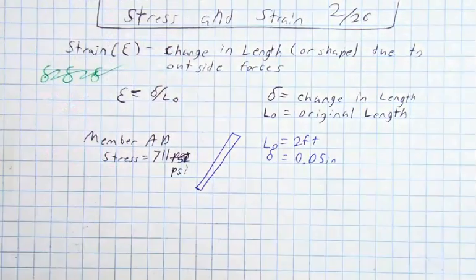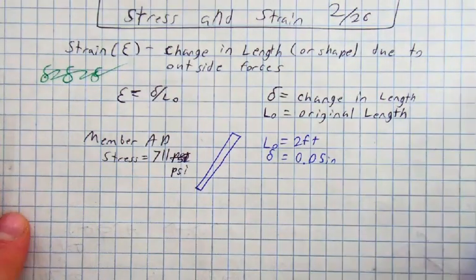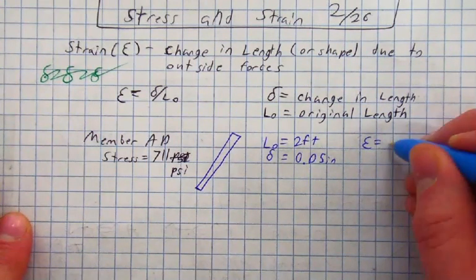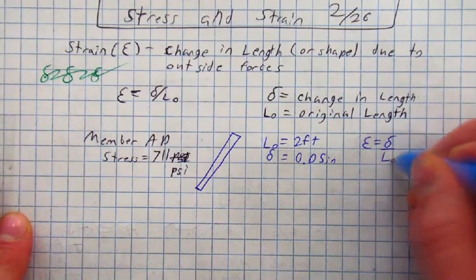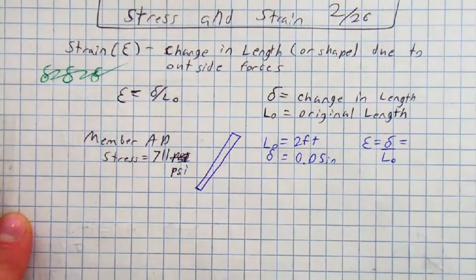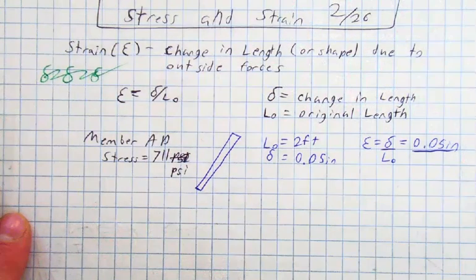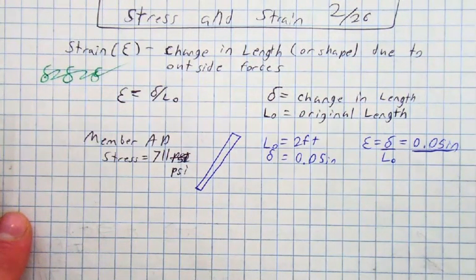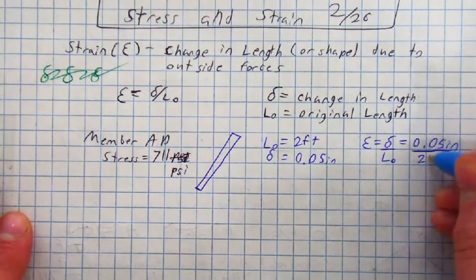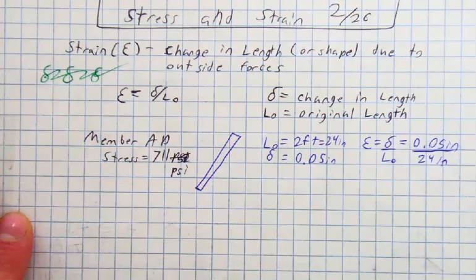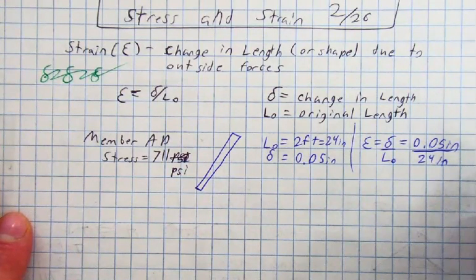Good. So what would be our actual strain? So we plug it in. We'd say epsilon equals delta divided by length original, which is equal to 0.05 inches divided by 24 inches. I'm glad you recognize that it would be in inches, because we need to use the same unit. It is 2 feet, but 2 feet is equal to 24 inches. So you have to convert it to inches, right?